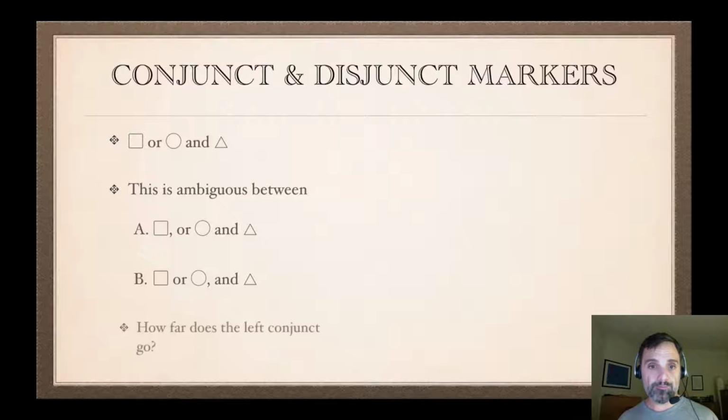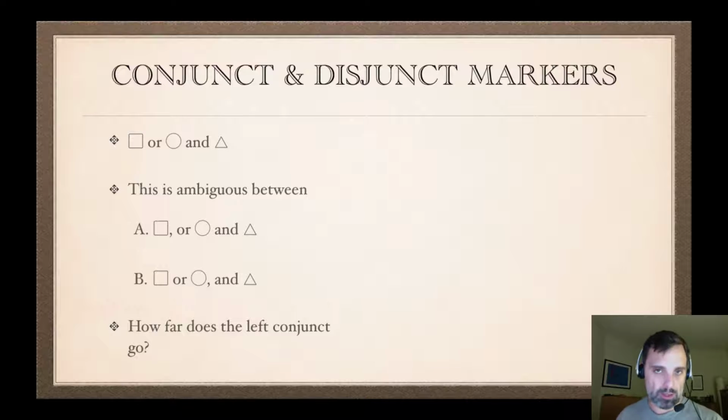There is. The question of ambiguity here is how far does the left conjunct go? There's the second connective, and its right conjunct is triangle. One way to think about the question of ambiguity is: is the left conjunct circle alone, or is the left conjunct circle or square? And if we had some way of telling where the left conjunct started, we could disambiguate the sentence.